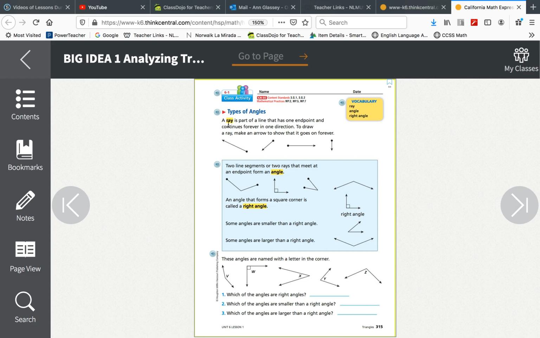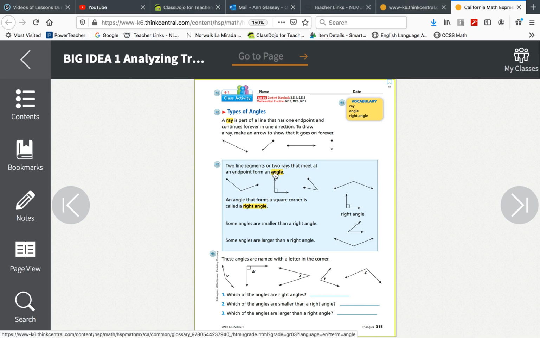It shows you here that a ray is part of a line that has one endpoint, which is the dot, and continues forever in one direction. This arrow means it goes on forever to infinity. To draw a ray, make an arrow to show that it goes on forever. So it has one endpoint that's a dot and then an arrow showing that it goes on forever.